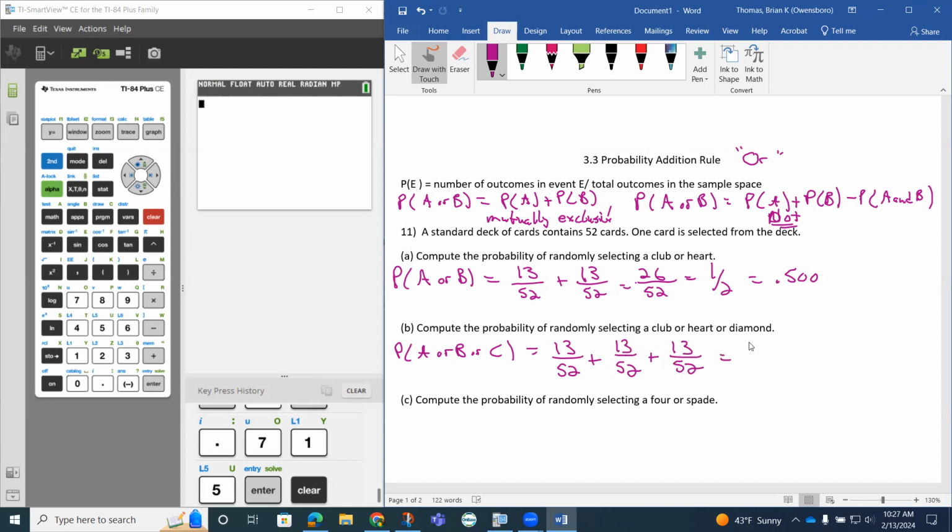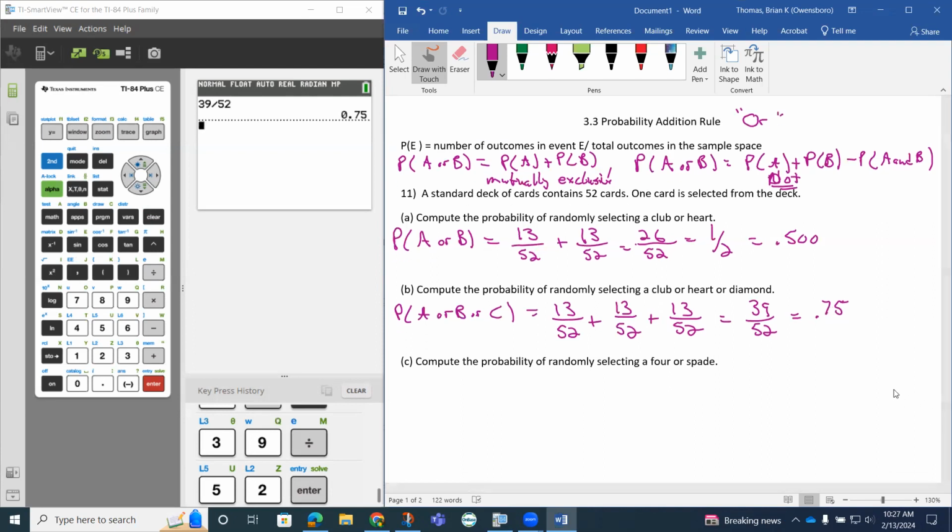So 39 of the 52 cards are in your favor. If we do 39 divided by 52, that gives us 0.75, so a 75% chance of that happening. Since there are only 4 suits in the deck, the spade is the only thing left out. So notice how you probably don't even need this formula here. You probably could use your logic to get those as well.